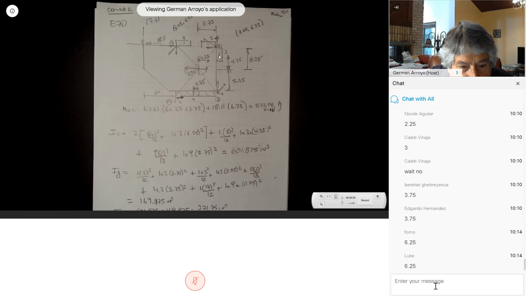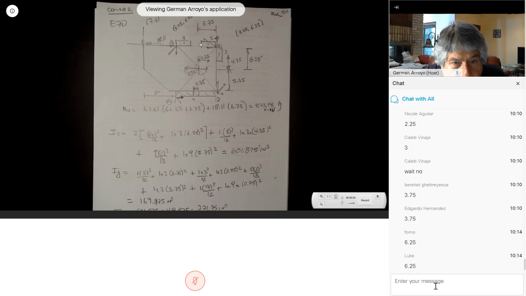This one in here. This is the base for this one.